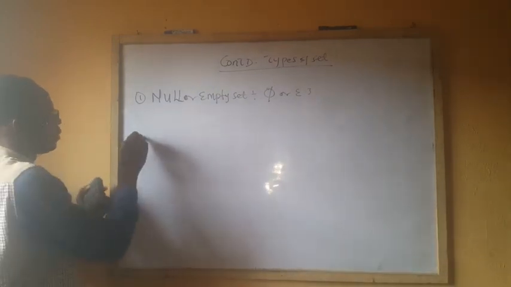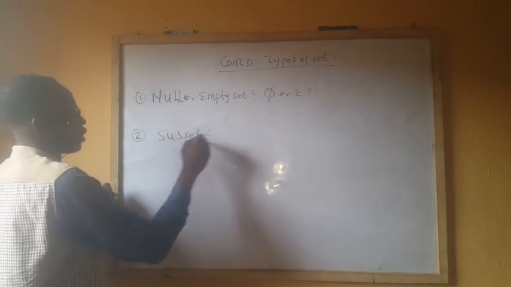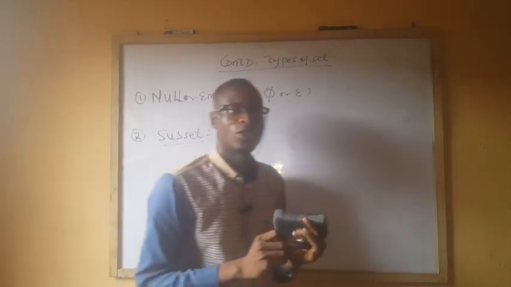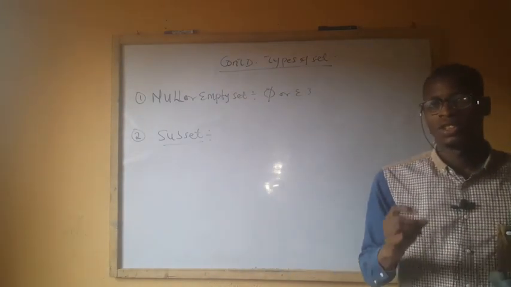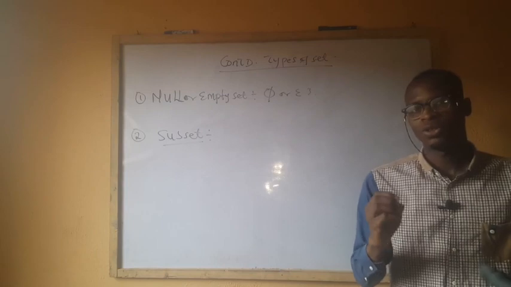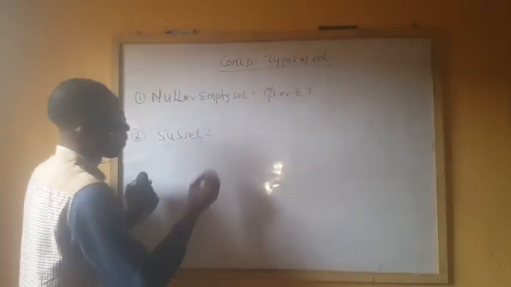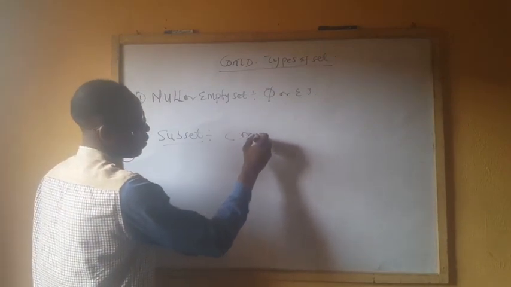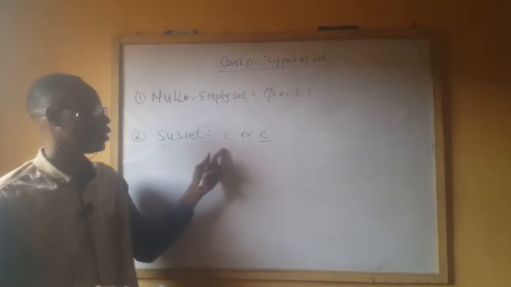The second type is known as the subset. What is a subset? A subset is the child or children of a given universal set. Subset is the child or children of a given universal set, and it is denoted by this or simply this. You can denote a subset with this sign or simply this sign.